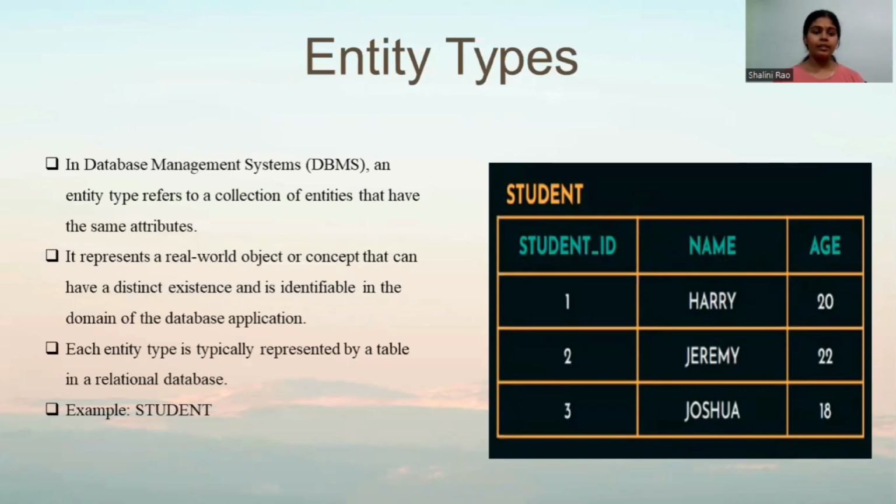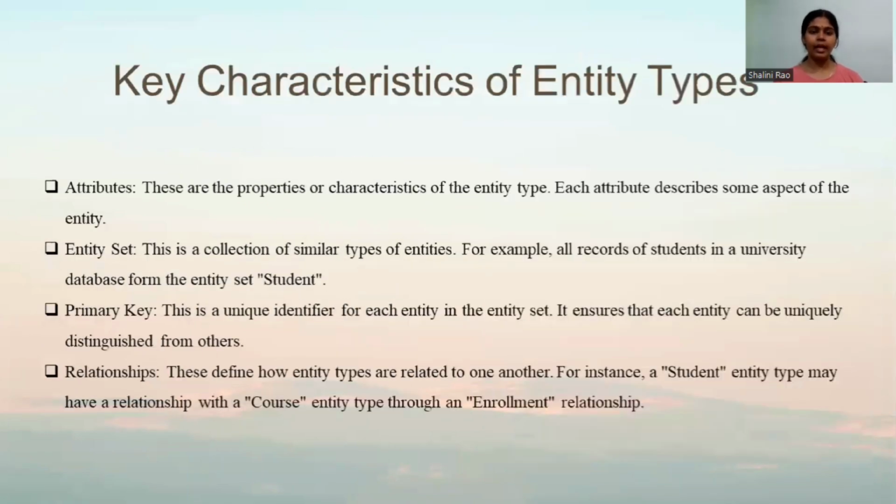Entity types in database management system. An entity type refers to a collection of entities that have the same attributes. It represents a real-world object or concept that can have a distinct existence and is identifiable in the domain of the database application. Each entity type is typically represented by a table in a relational database. Example, student.